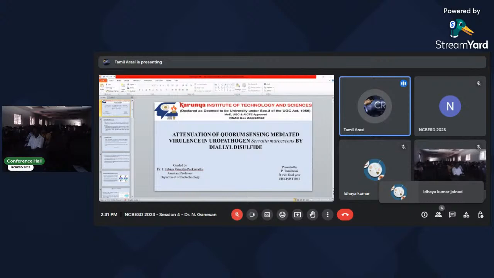Good afternoon, everyone. Myself, Tamilarasi from Karunya University, BTech final year. My project topic is Attenuation of Quorum Sensing Mediated Virulence in Uropathogen Serratia marcescens by Diallyl Disulfide, guided by Dr. I. Silvia Vasantha Pakyavadi, Assistant Professor in the Department of Biotech in Karunya. The aim of the study is to explore the anti-quorum sensing and anti-biofilm activities of diallyl disulfide, the compound I am using in my project, which is garlic derived. The scientific name is Allium sativum.